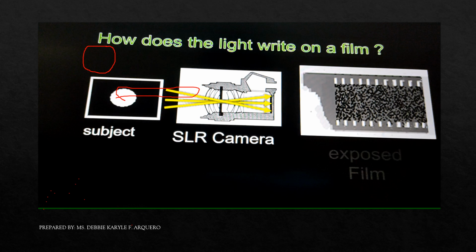But it is not immediately visible to our eyes, because in order for us to see a visible image on the film, it should undergo chemical processing. So as you can see there, if it undergoes chemical processing using D76, bright objects appear to be dark on the negative and dark objects appear to be bright on the negative.